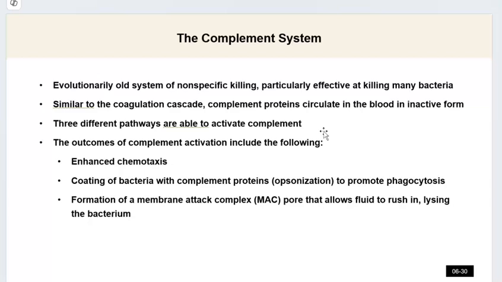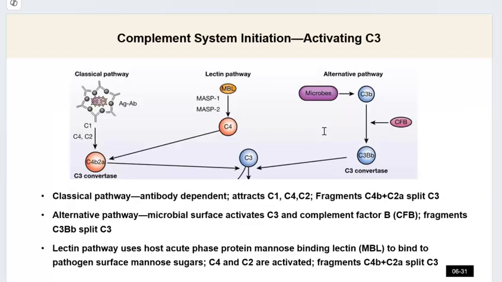There are 3 different pathways, and that's in figure 6.17, which we have here. The pathways are noted here. In the classical pathway over here, the bacteria are coated by antibodies. So they're signaled, they're labeled, and that attracts and activates the complement cascade. Very straightforward. It's antibody dependent. They attract C1, 4, and 2, and then they also have these fragments that split.